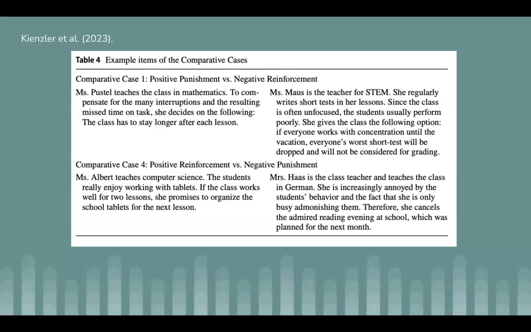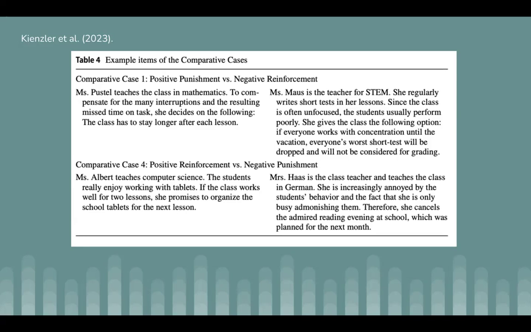So, I'm just going to read the comparative case one. The example for positive punishment is Miss Pustel teaches the class in mathematics. To compensate for many interruptions and resulting missed time on task, she decides on the following. The class has to stay longer after each lesson. So because they won't focus in class, they want to decrease the behavior of the children not focusing, so they have to add extra time to stay in the lessons. That's that positive part of positive punishment.